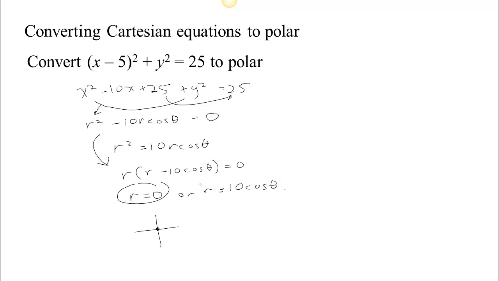However, this equation has that point included, because if we use an angle of theta where the cosine is 0, for example like pi halves, then we're going to have r equals 0, we're going to be at the origin as well. So this one is a little bit redundant in that this equation already captures that. So the equation of this shifted circle becomes this polar equation, r equals 10 cosine theta.